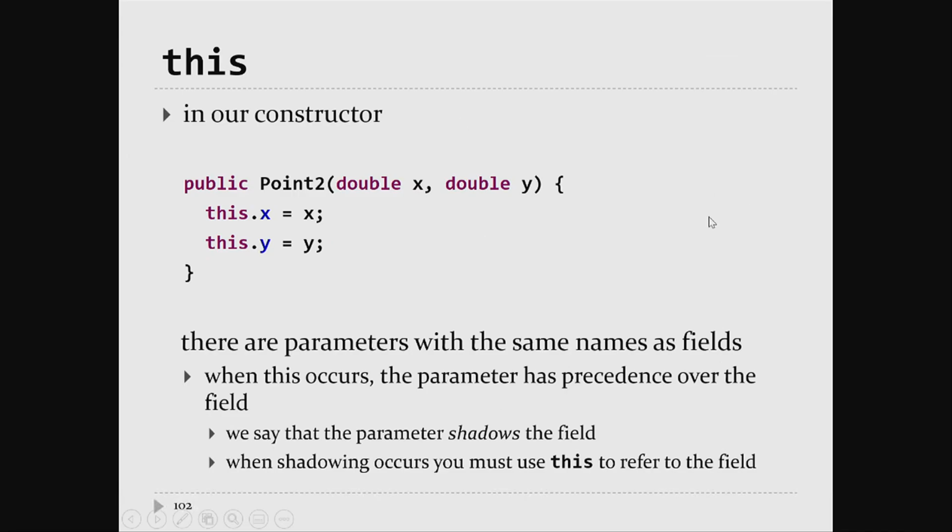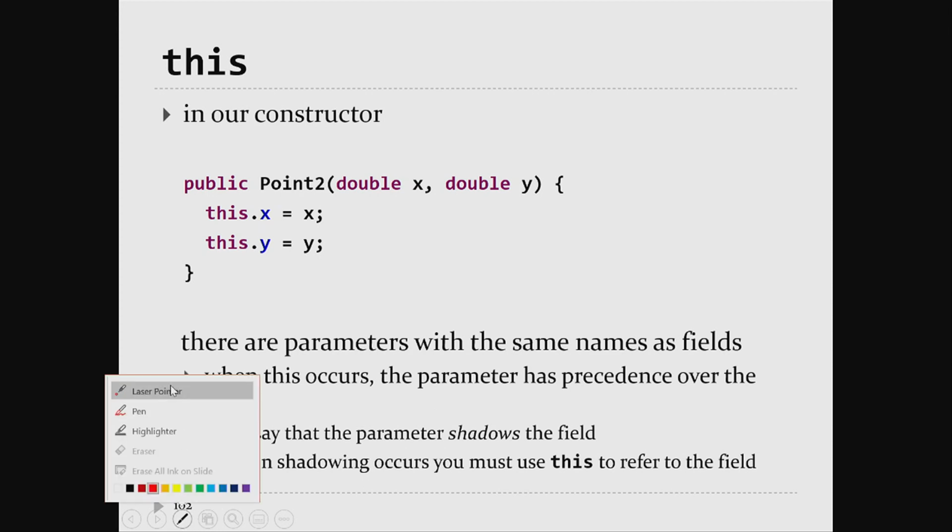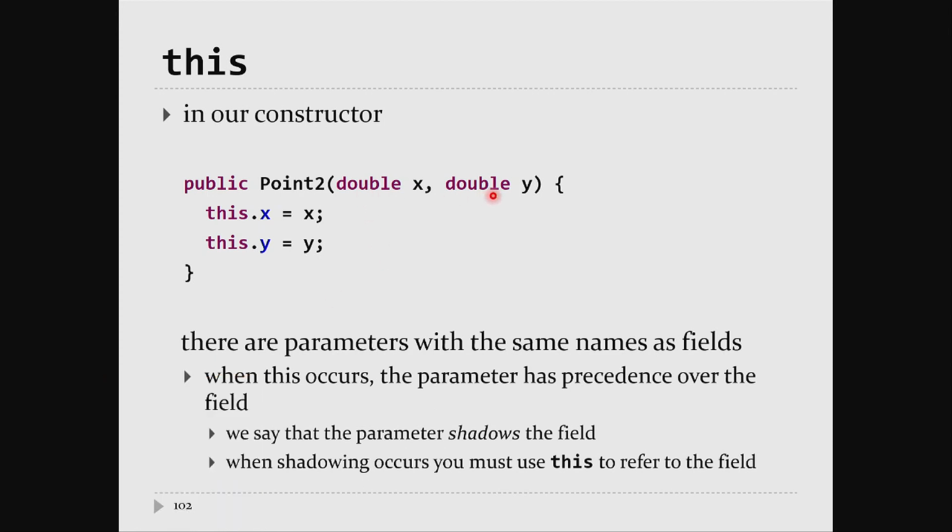So at the end of the last lecture, we were talking about constructors of a class, and we were at this constructor here. So this is the constructor that lets the caller initialize a new point to the coordinates that they specify. Now, in this constructor, you've got parameters x and y, but remember, the class has fields x and y.